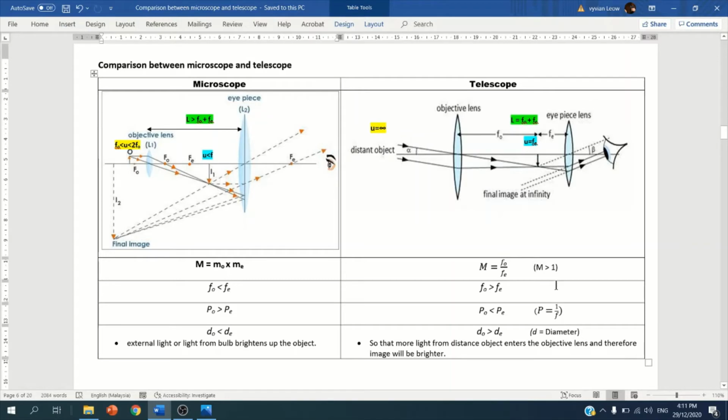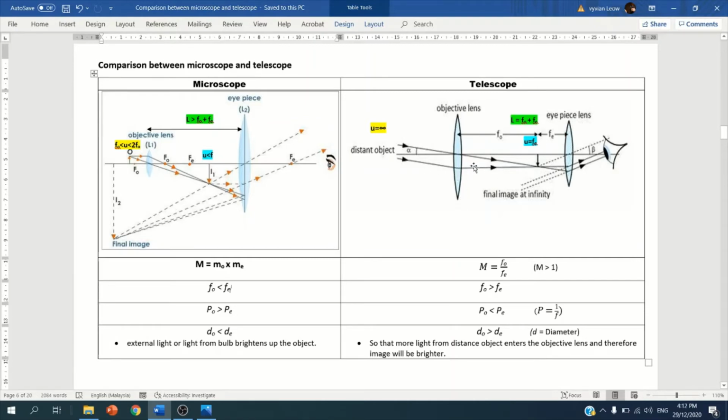Now, the fifth difference between telescope and microscope is the diameter. The diameter of the objective lens is longer than the diameter of the eyepiece for the telescope. But for the microscope, again, it is the reverse. The diameter of the objective lens is shorter than the diameter of the eyepiece. Diameter means the size of the lens. Bigger diameter means bigger lens. So for the telescope, the diameter of the objective lens is bigger than the eyepiece.